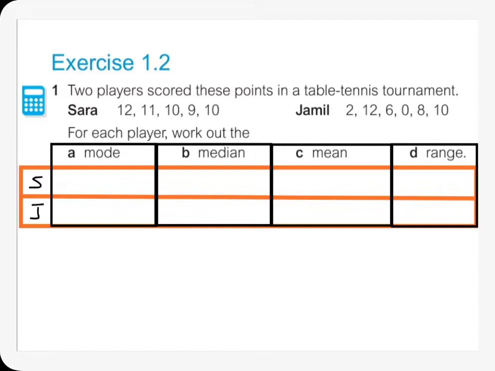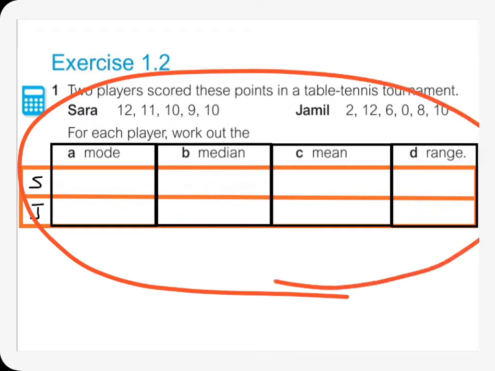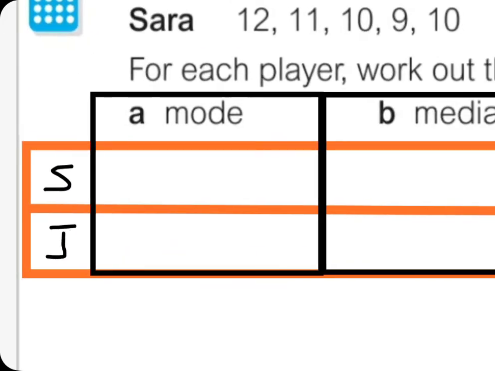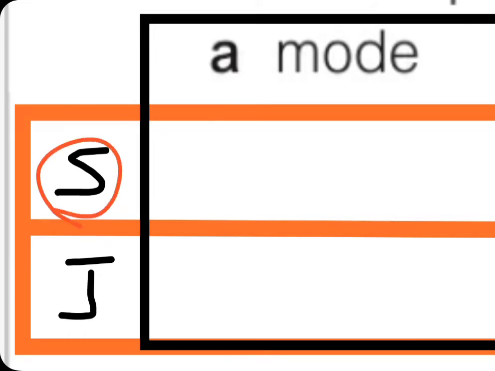Question 1. Two players scored these points in a table tennis tournament. We have Sarah and Jameel. Now, in your book you won't find this table. I made this table to help us answer this question. So I put S for Sarah and J for Jameel.